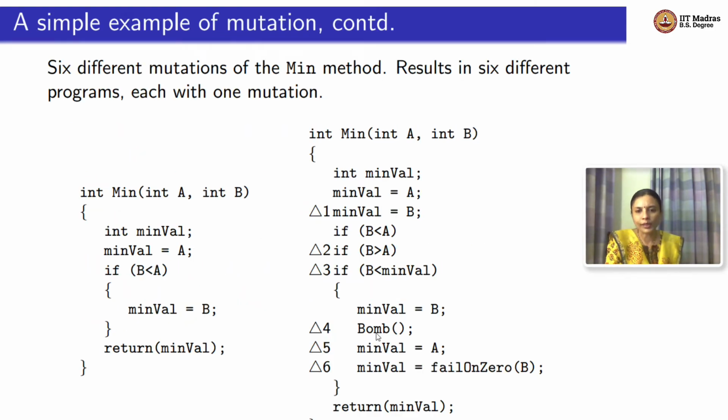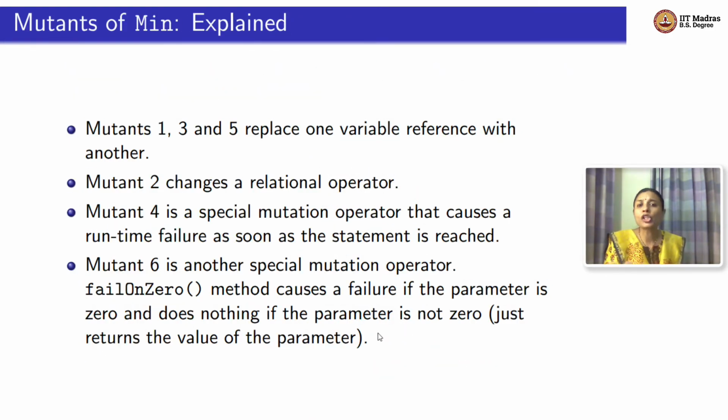Mutant 4 is what I explained to you. This bomb statement or bomb method. It's a special mutation operator that many tools will provide. They may not all call it with the same name, but there'll be some catchy indicative name like that. It basically causes a runtime failure soon after that statement is reached.